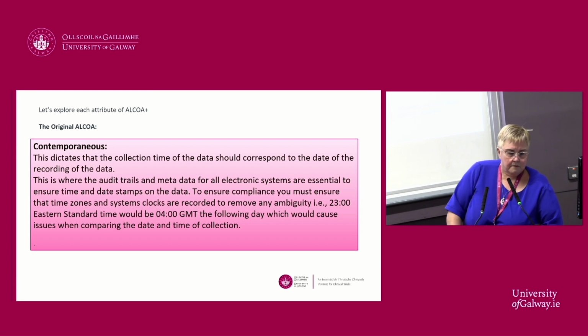And then contemporaneous: this dictates that the time of data should correspond to the time of the recording of the data. This is where the audit trails and metadata for electronic systems are essential to ensure time and date stamps on the data. To ensure compliance, you must ensure that the data time zones and system checks are recorded to remove ambiguity. For example, 2300 Eastern Standard Time would be 4 GMT the following day, which would cause issues when comparing the date and time of collection.